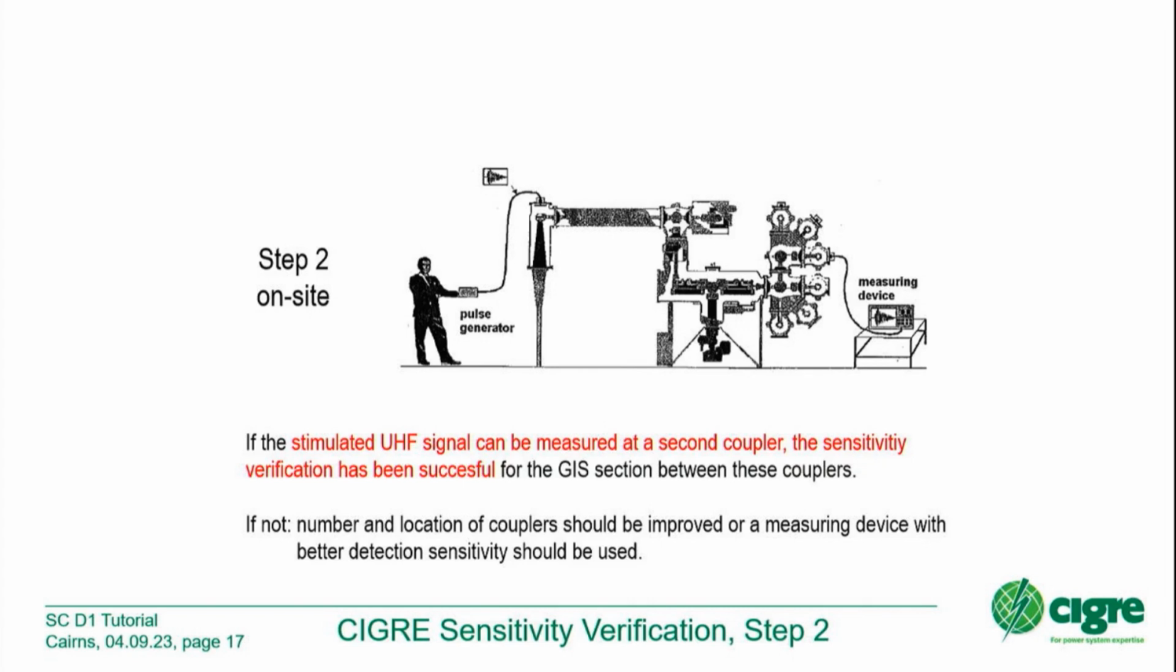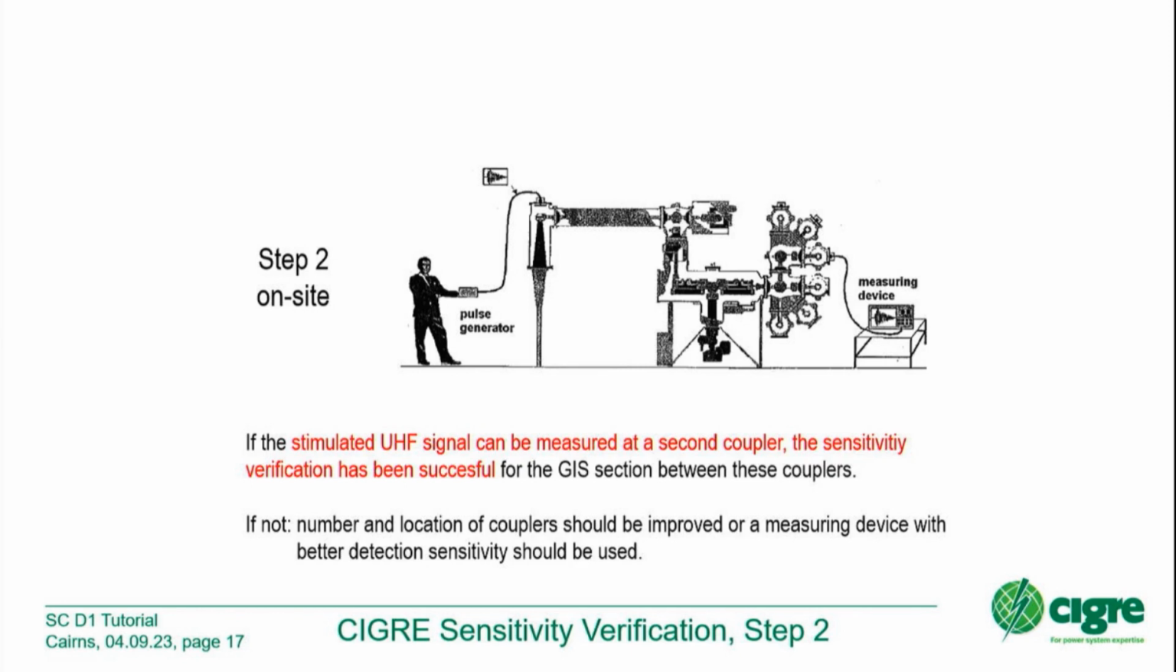I told you we have, let's say, a distance between couplers of roughly 20 meters as a rule of thumb for 420 kV GIS. If I have only one sensor in a huge GIS bay, I'm not able to detect all the PDs. I have a limited view from each sensor into the GIS. So I need a certain number of sensors to really check each section of the GIS.